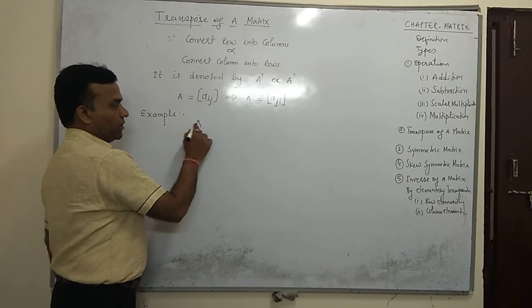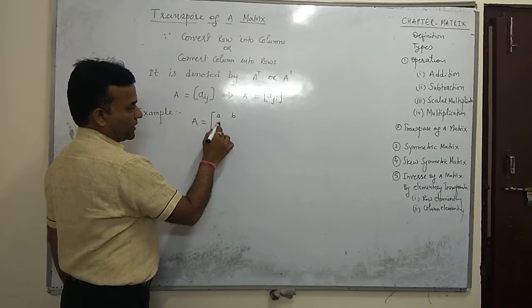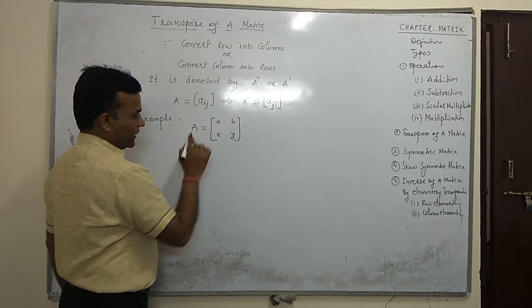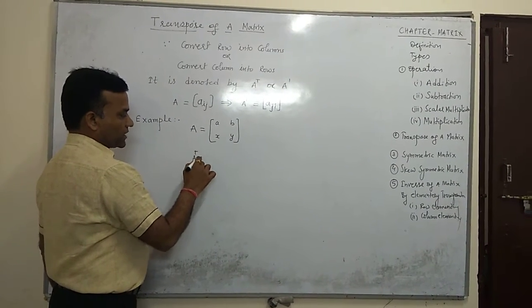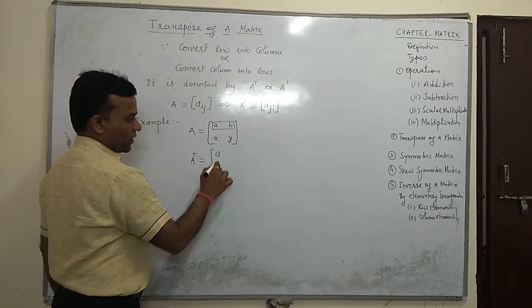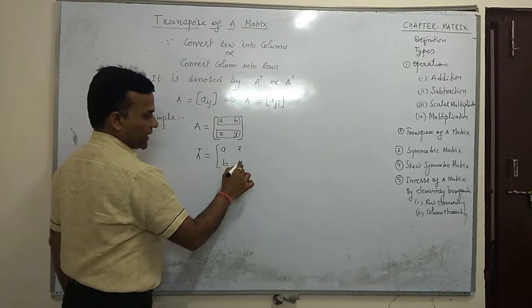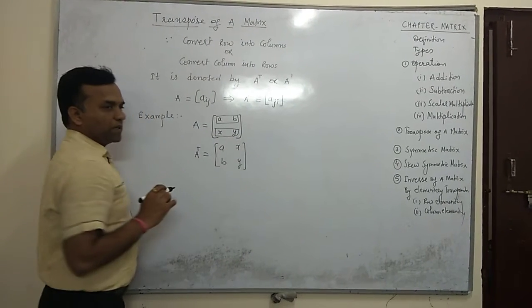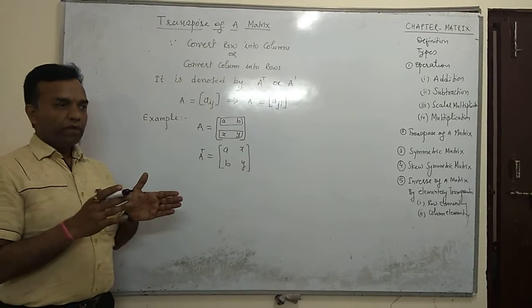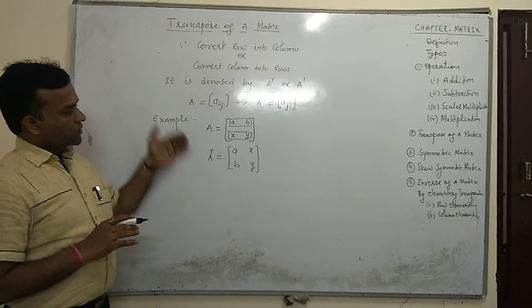We have a matrix of order 2 by 2, where the first row is A, B and the second row is X, Y. Then we find the transpose of this matrix. The first row we convert into a column. Similarly, the second row we also convert into a column. That is the transpose of matrix. It is very easy going: any row you convert into a column or any column you convert into a row. That is the transpose of matrix.